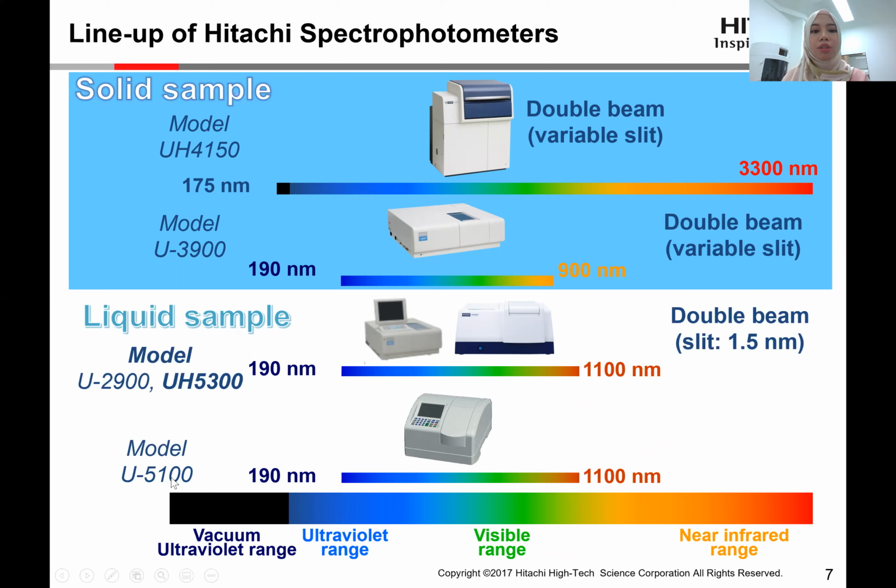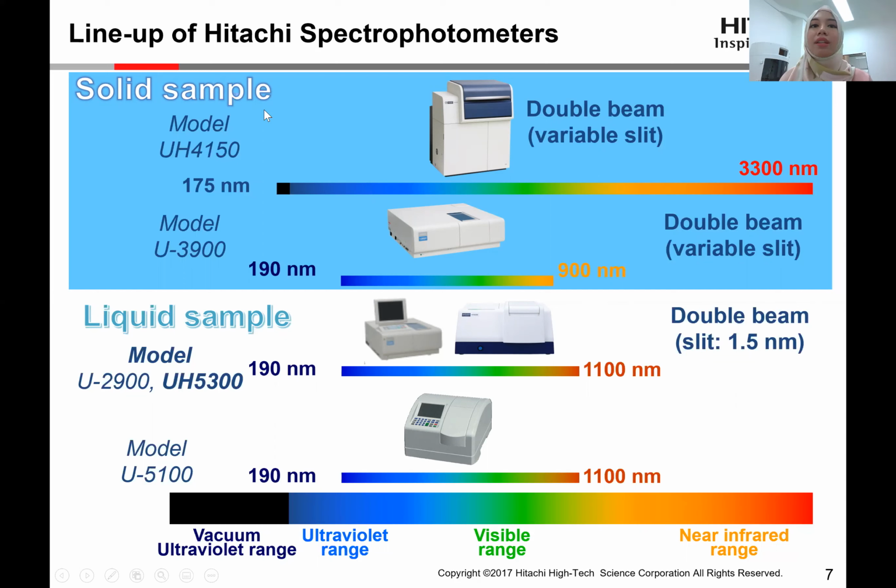Here is the model U5100 we're going to talk about today, which is the ratio beam. This is how it looks, for liquid samples. Then we have the UH5300, which is a double beam. Here is a UV range as well. The double beam has a slit of 1.5 nanometer.